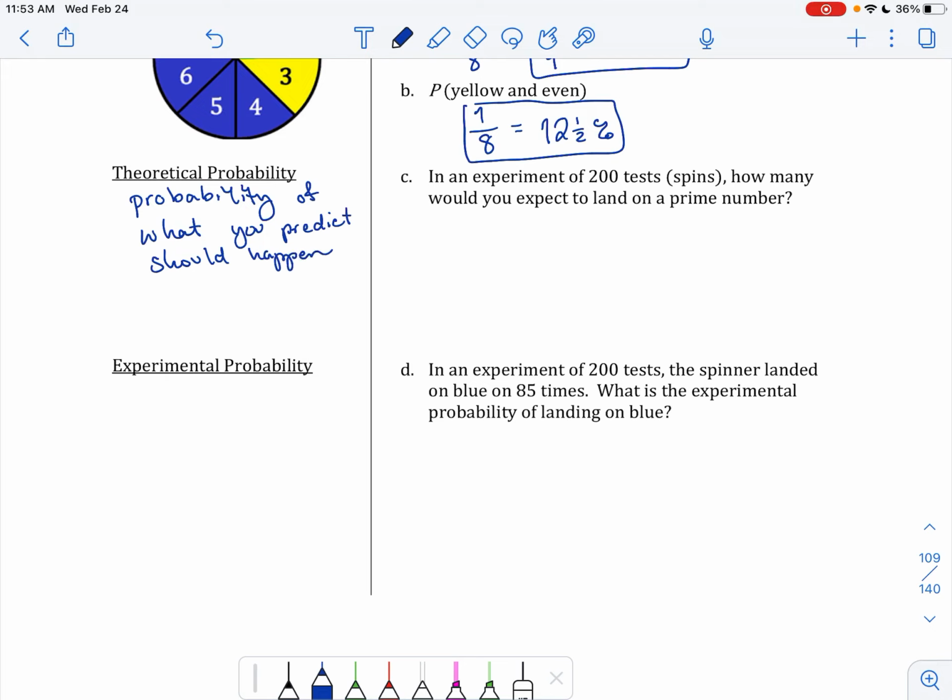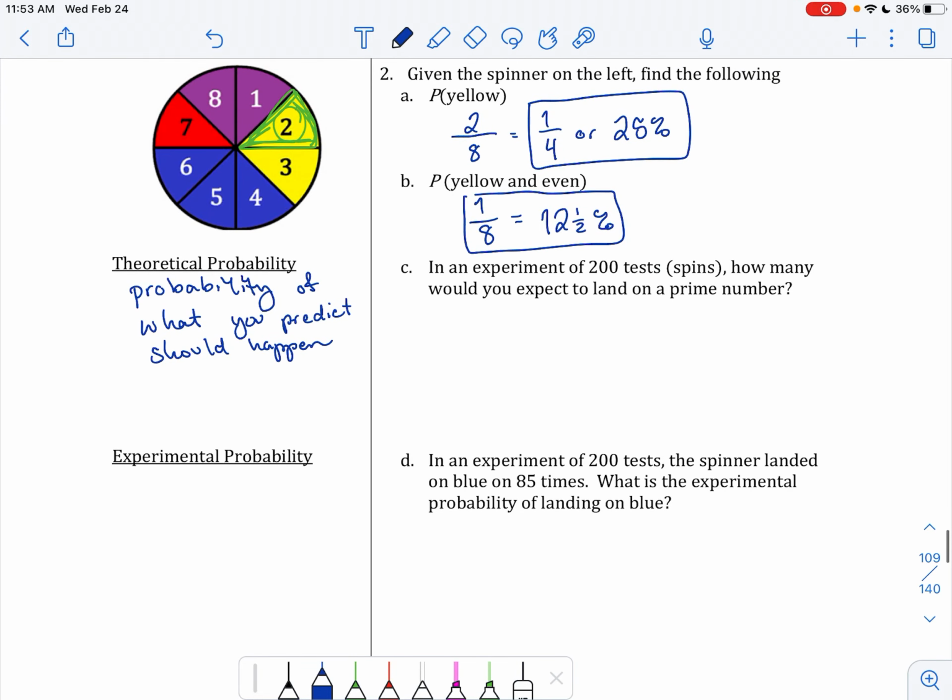So in an experiment of 200 test spins using this spinner here, how many would you expect to land on a prime number? Well, the prime numbers are the numbers that can't be factored. So I'm going to start by listing my prime numbers in this spinner, which are 2. 1 is not a prime number. It has only one factor. Prime numbers always have 2 factors. So 2 is a prime, 3, 5, and 7.